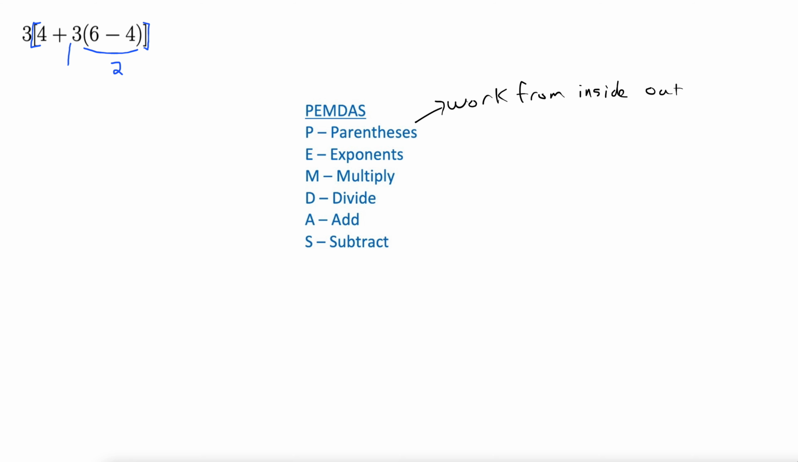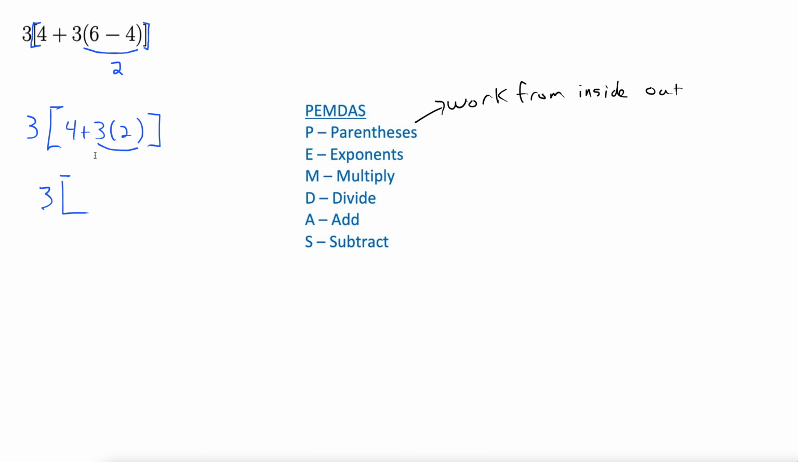So maybe I should just rewrite it just so we're all on the same page here. Okay, so we have 3 times 4 plus 3 times 2. Now within this set of parentheses here, we're going to hit it with PEMDAS, right? There's nothing left to do inside these parentheses. So we go down, there's no exponents, multiply. Here we have our multiply next.